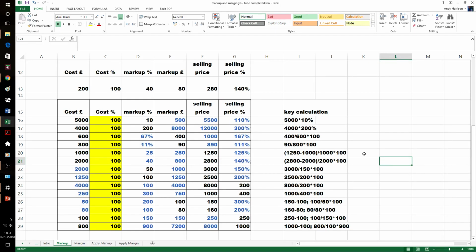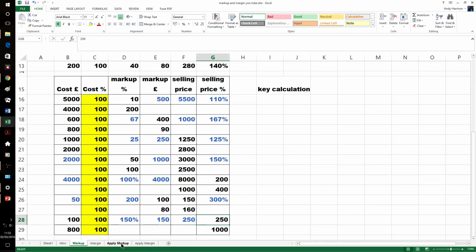Key calculations here. Obviously you can pause this or screen dump it or something. The answers are all the blue bits rounded up as required. These are all just whole percentages. And then the key calculations, not the whole calculations, but just the ones that really matter that you should have used to work this one out. So that's markup with some sample calculations, but let's try and put it into the real world situation.